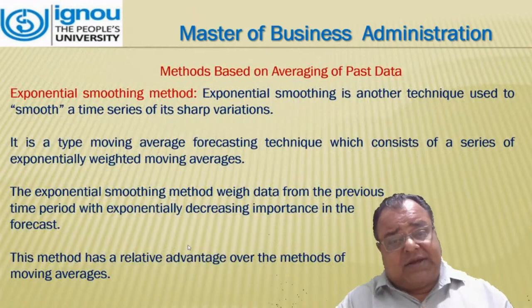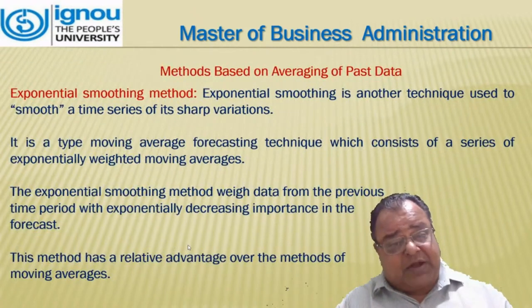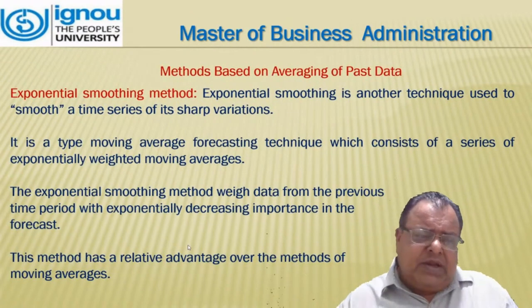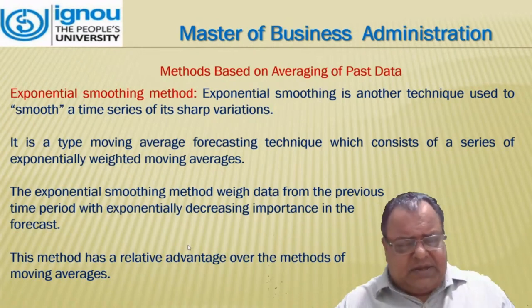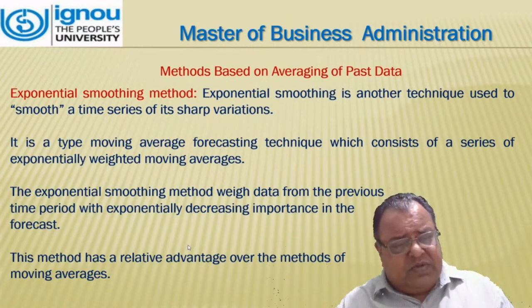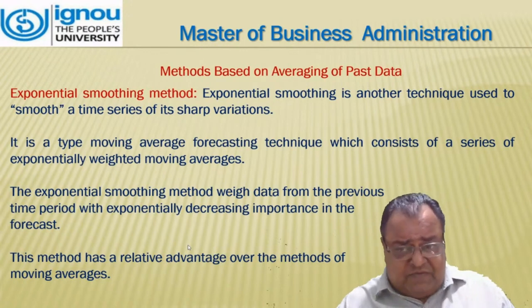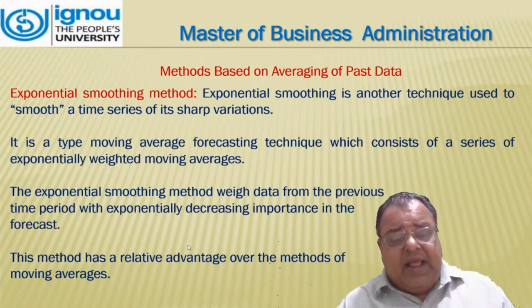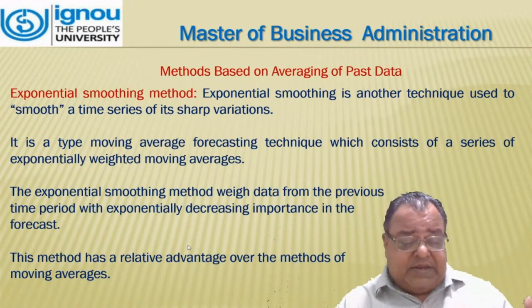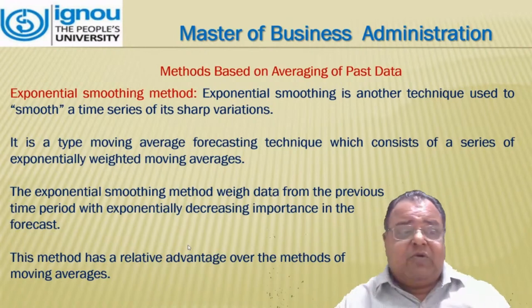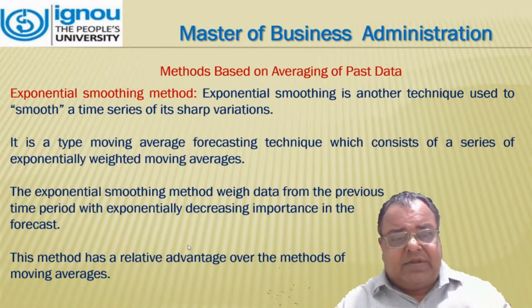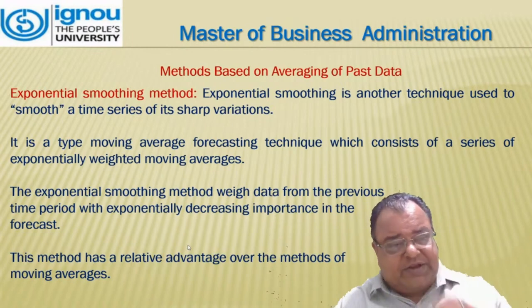Then come the methods based on averaging of past data. The exponential smoothing method is the one employed. Now, what does this method consist of, and what is it all about? Exponential smoothing is another technique used to smooth a time series of its sharp variations.